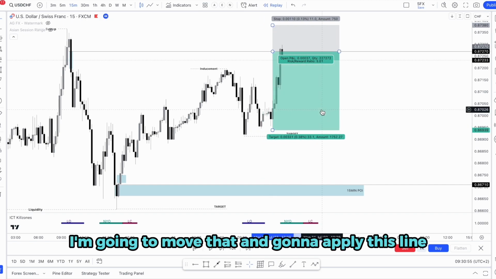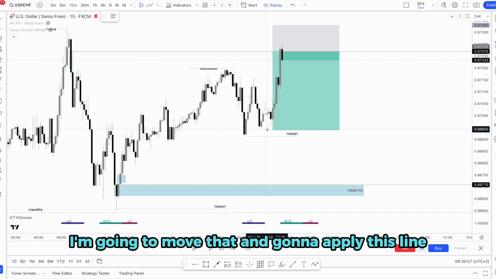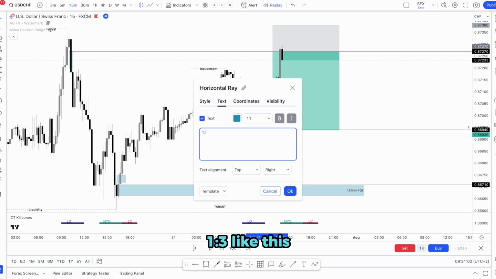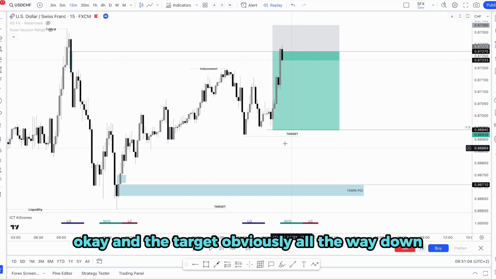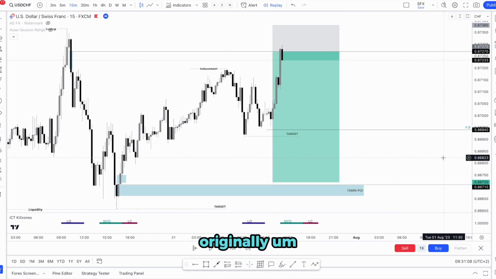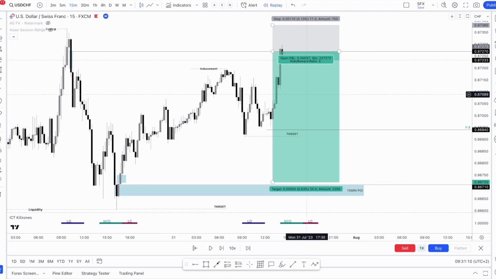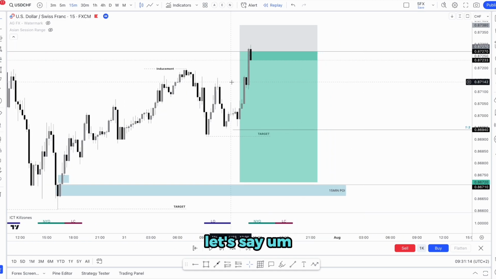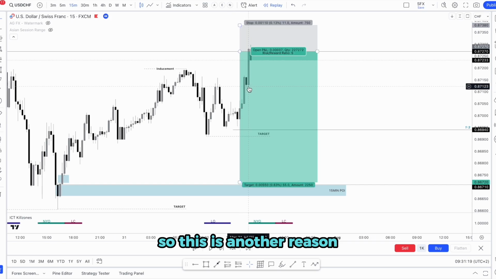I'm going to move that and apply this line, so I know this is 1 to 3 risk reward ratio. 1 to 3 like this, okay, and the target obviously all the way down was there originally. Now, in the sense of possible targets to the downside, we have this imbalance to be covered, so this is another reason.